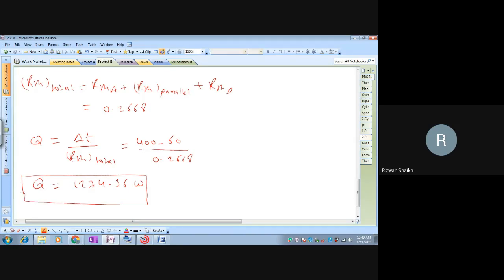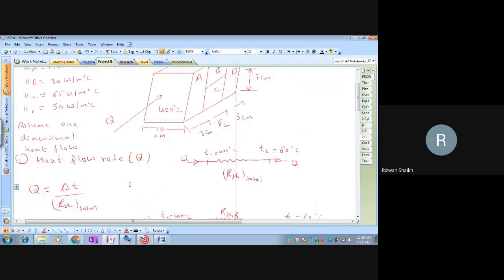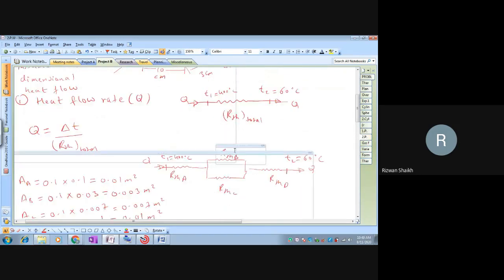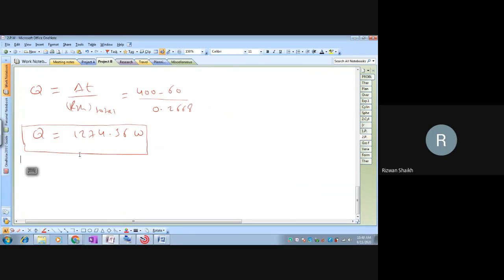Am I clear with this? In this way, you can calculate the rate of heat flow whenever we have a problem of this type, where one of the resistances is parallel to another, B and C. When B and C are parallel, at that time you have to calculate the B and C thermal resistance applying the formula of parallel resistance, and then add RTH A plus RTH parallel plus RTH D. In this way, you can get the rate of heat flow. Is the problem part clear? You can make a note of this. Whenever you get time, you can practice it. Is there any doubt?